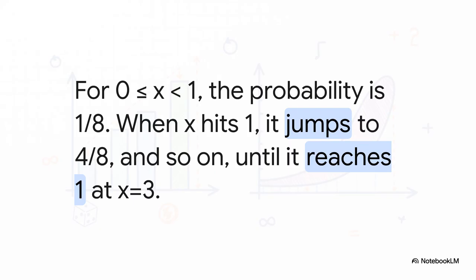This is our final product. And it's called a piecewise function because, well, it's built in pieces. Just look at that second line. It's saying that for any x between 0 and 1, including 0 but not including 1, the cumulative probability is flat at 1/8. Then, the instant x hits 1, boom, the probability jumps up to 4/8, just like it says on the third line. Each line is one of our running totals.